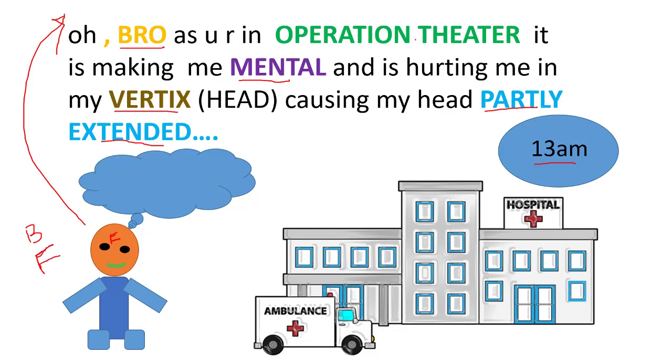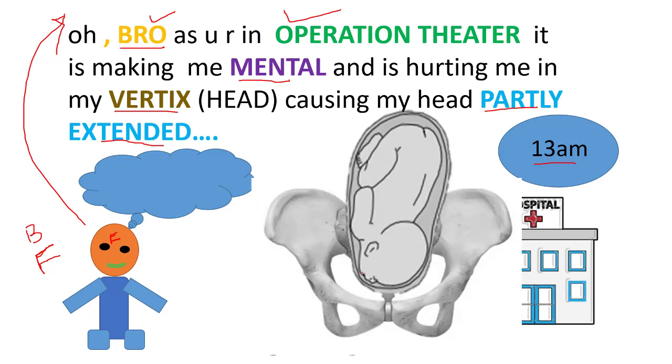As you are in the operation theatre, what does it mean? It means that whenever there is a brow presentation, the fetus will be delivered by cesarean section only, right? It is making me mental and is hurting me in my vertex, meaning the presenting diameter is mento-vertical, right? That is a very important point. And as the brother went to the hospital at 13 a.m., this diameter is about 13 centimeters.